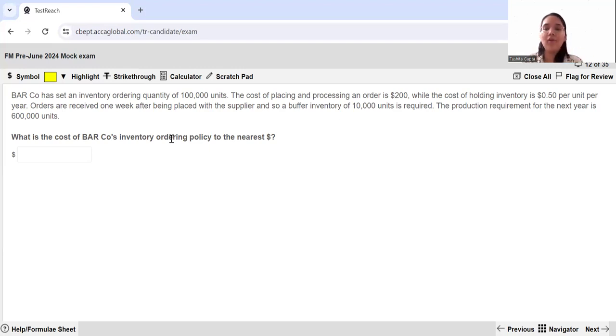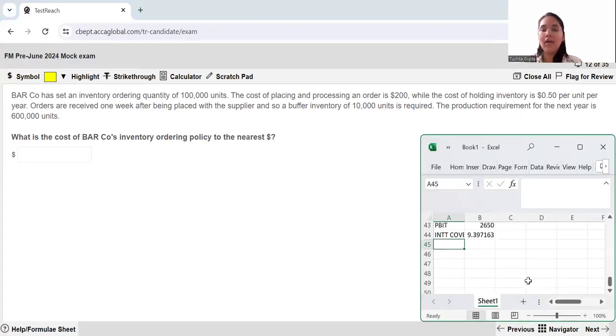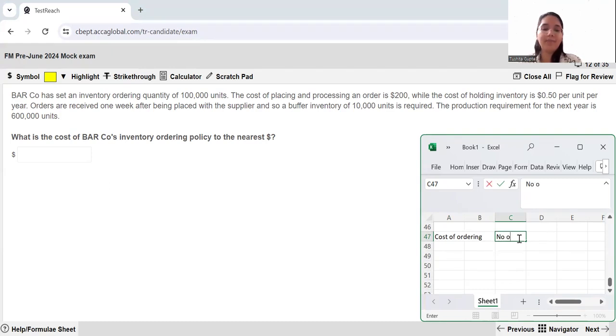Always remember, whenever you ask the cost of inventory ordering policy, you're supposed to take two things. Number one, the cost of ordering, and number two, the cost of holding. So these two costs you will individually find out, add them together to get to your final answer. So moving to, first of all, the cost of ordering. So how do you find out the cost of ordering? Firstly, you need the number of orders.